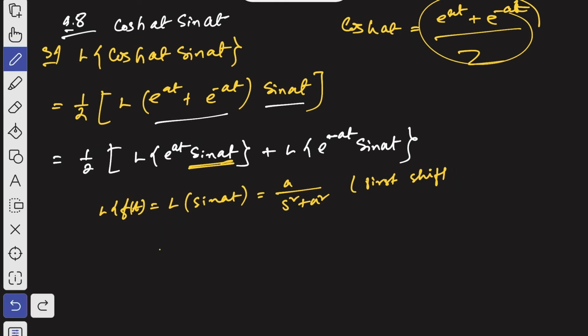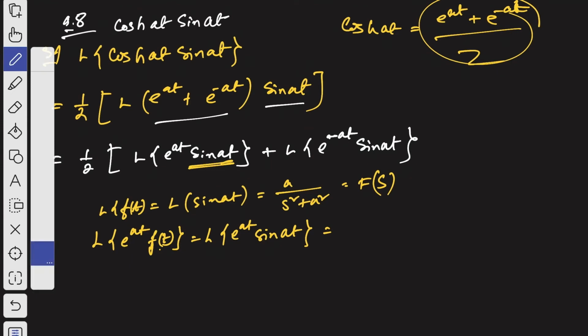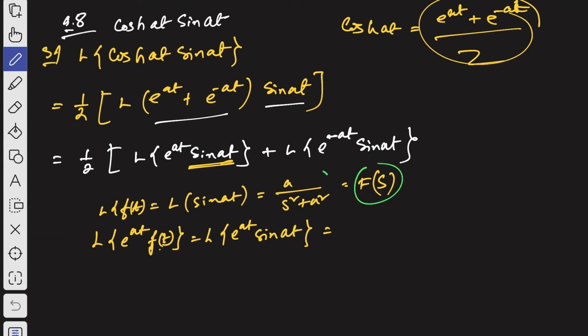Sorry, this is not the first shifting theorem. So this is F of s, capital F of s, which is a function of s. Then what will be the Laplace transformation of e to the power at f of t? In our case, f of t is sine at. So that means the Laplace transformation of e to the power at sine at. What will be that? As we have seen here, F of s is a by s square plus a square.